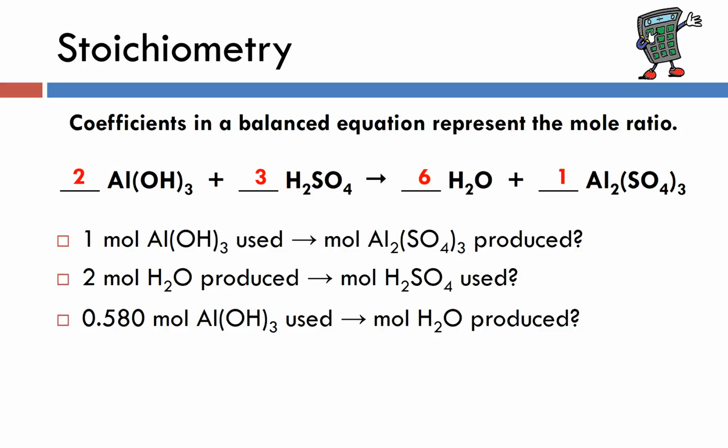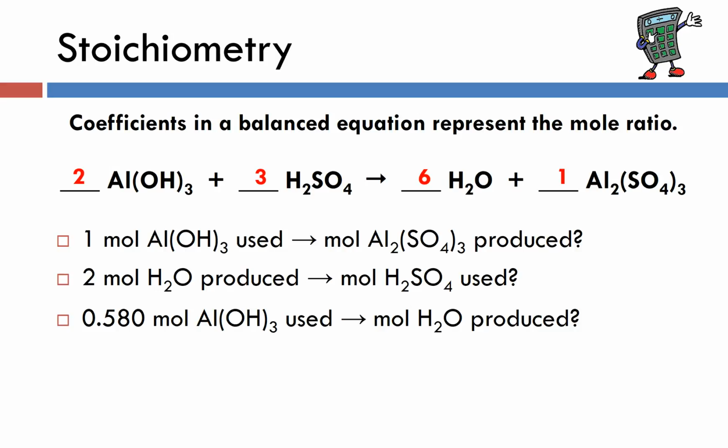And just like when you're baking, like let's say you're making cookies and you decide that you want to cut the recipe in half, you have to cut the quantity of all the ingredients in half. Or if you want to double it, you have to double the quantity of all the ingredients. You can kind of think of that the same way with stoichiometry. So for example, if you've got 1 mole of aluminum hydroxide used and you're trying to figure out how many moles of aluminum sulfate would be produced, look at your balanced chemical equation.